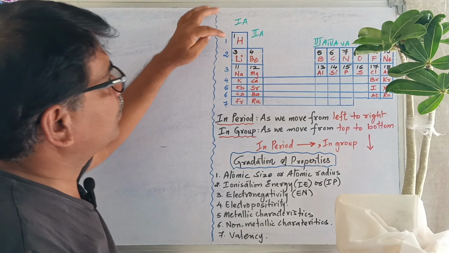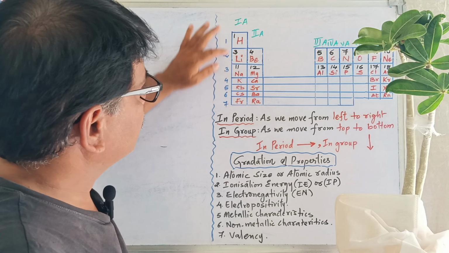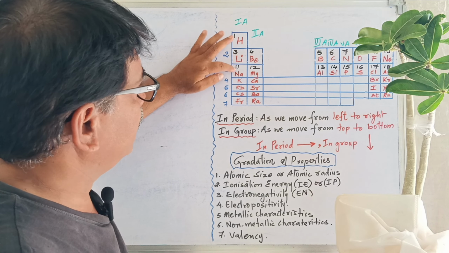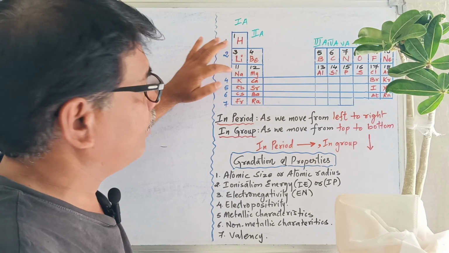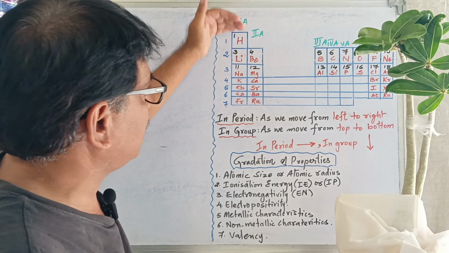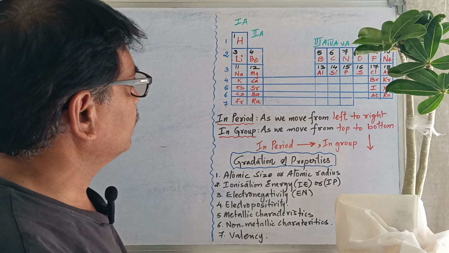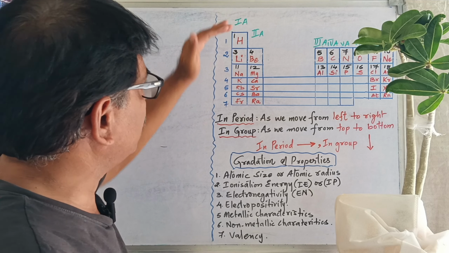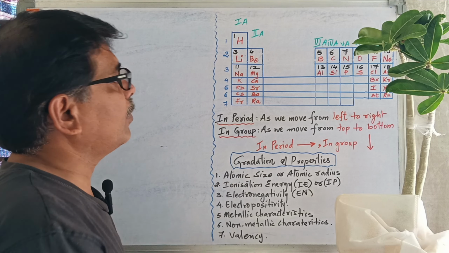When you speak about a group, from top to bottom, see, hydrogen number is 1, lithium number is 3, sodium number is 11, potassium will be 19. So, it is the same from top to bottom, the atomic number is increasing. Okay, so it's arranged like that. So, in the same manner we have to read.